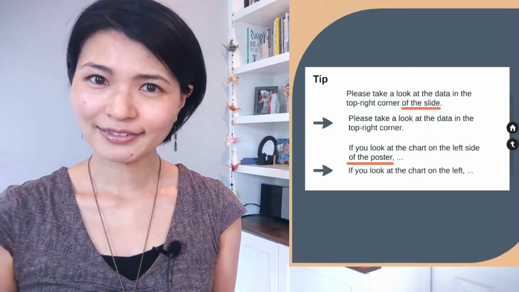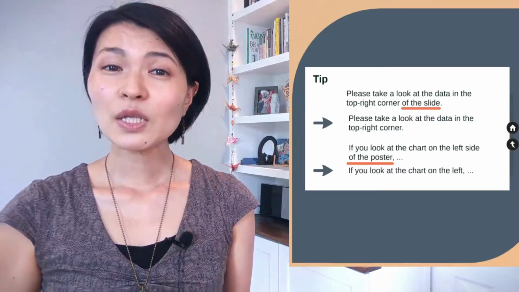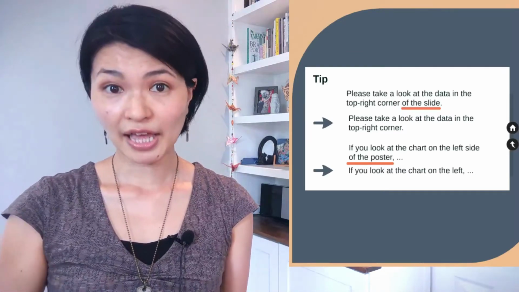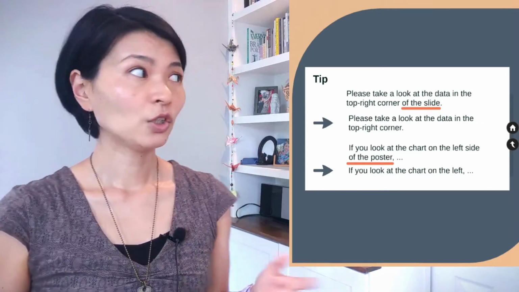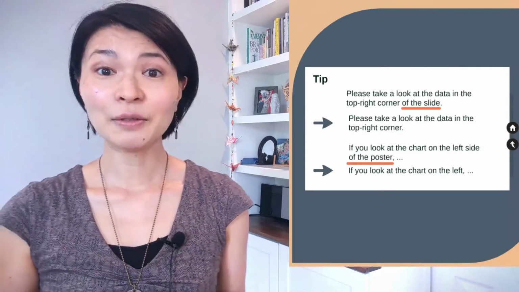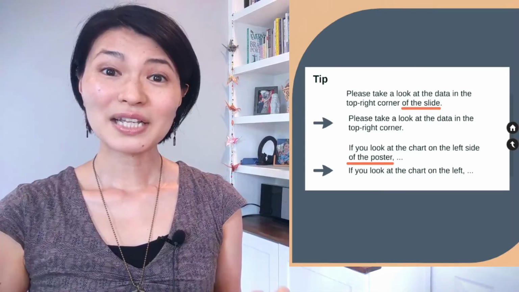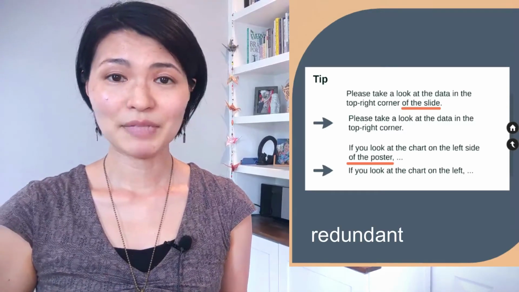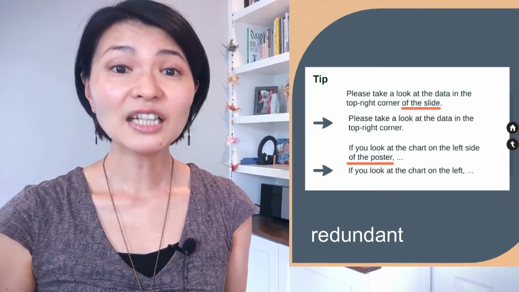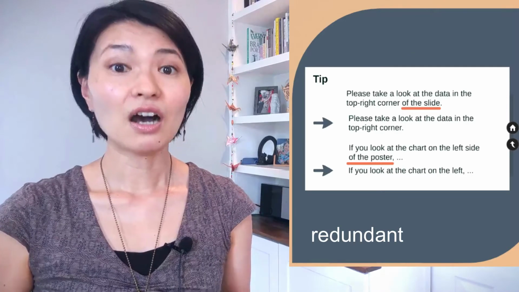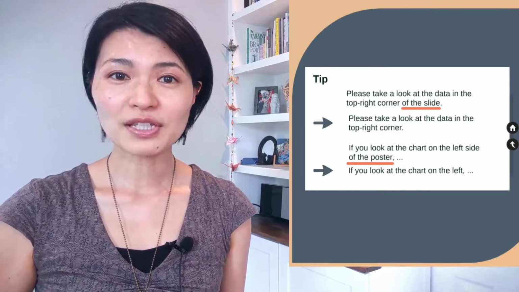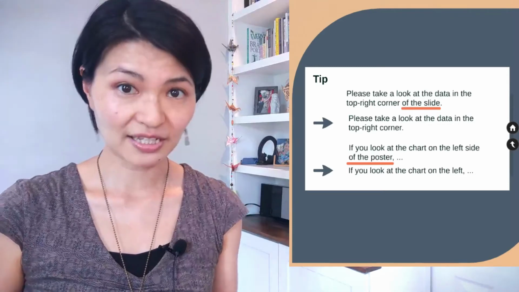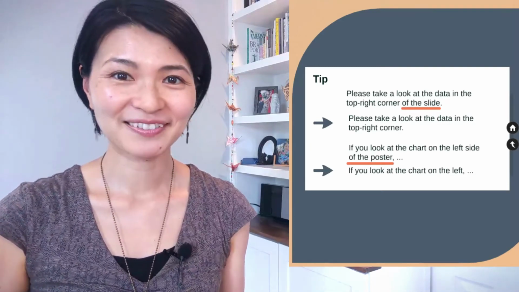Do you know why? It's because when you talk about a specific area on your visual aid, you're probably looking at it and pointing at it too. So it's a little bit redundant, meaning extra and unnecessary, to say of the slide. Your audience already knows the information is on the slide or on the poster.